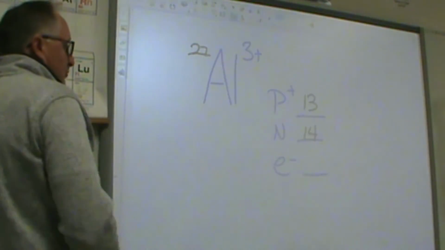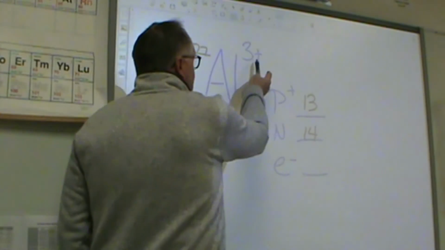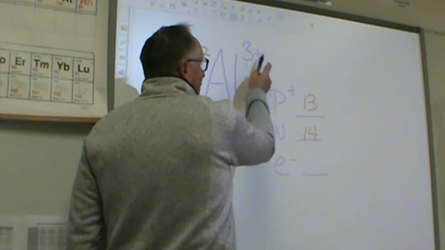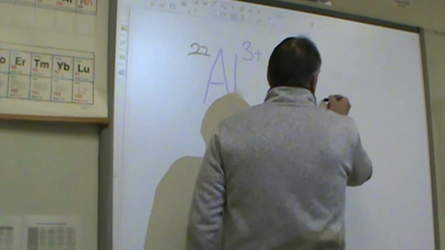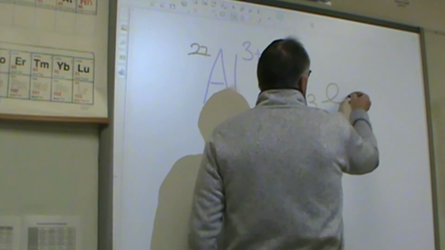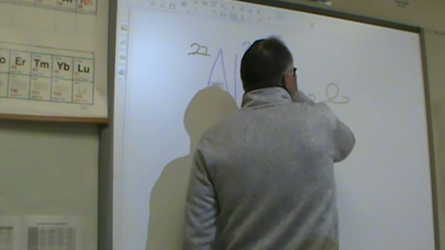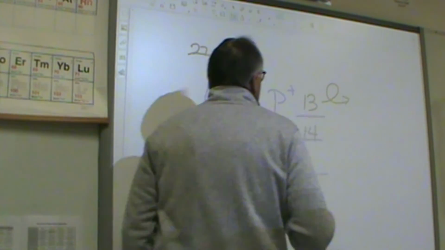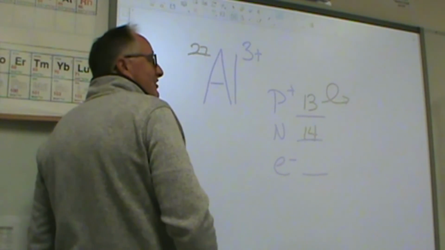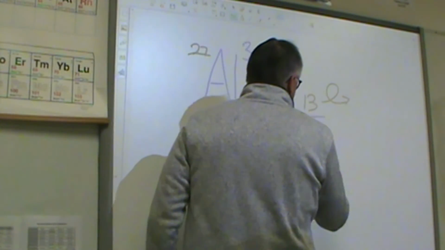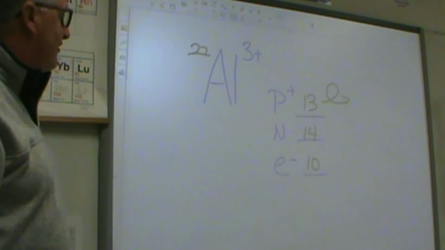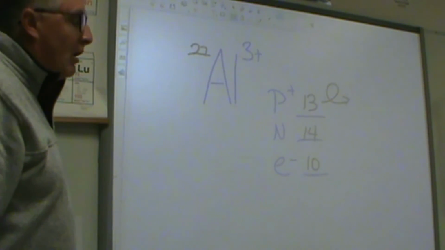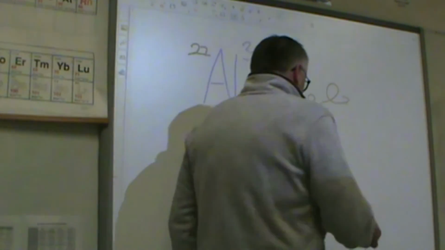But to get the electrons, I need to have a charge of +3, which means I'm going to have more protons than electrons. The easy way to do this is take the number of protons and do the opposite of the charge. It says a +3, so I'm going to subtract 3. 13 minus 3 is 10. As easy as that. So hopefully that helps.